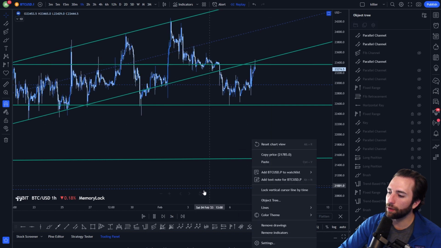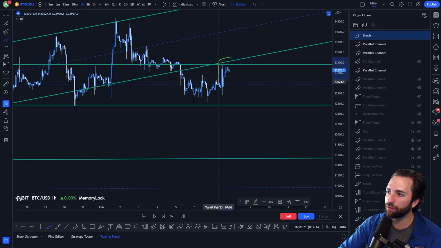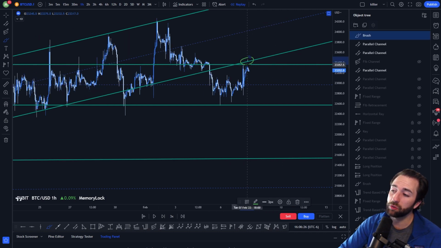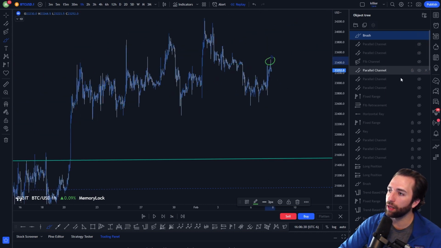From the top, and here too, this is a great area of confluence. We can see a rejection from the intersection of these two channels. So this would especially be a place to look and short. Now let's just go ahead and remove these.